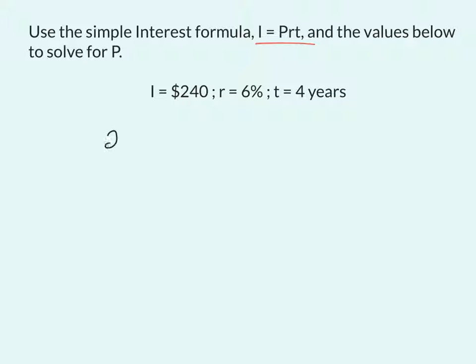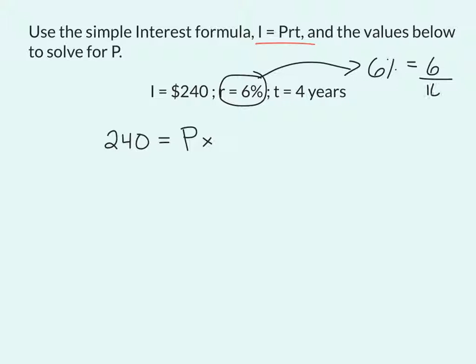So I have 240 equals P times R times T. Now remember, R is a percent. But in order to put percentages into formulas, I must first convert them to a decimal. So 6% is the same as 6 divided by 100, which is 0.06. So I'll take 0.06 and plug that in for R. And then I'll multiply that by T, which is 4.